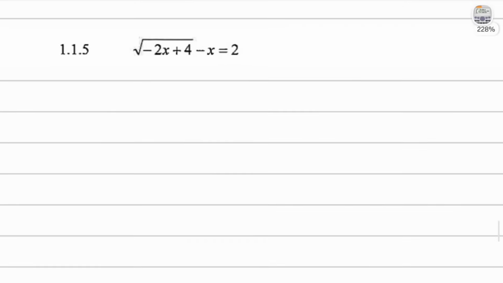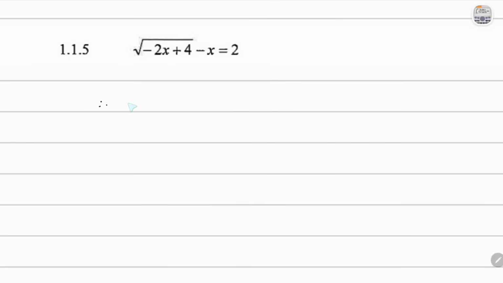Okay, so straight away we can see the major problem here would be this surd. We need to get rid of it. So the best way to get rid of this surd is to isolate it. Leave it on its own on one side and take whatever is not in the surd over. So negative x is going to go over.